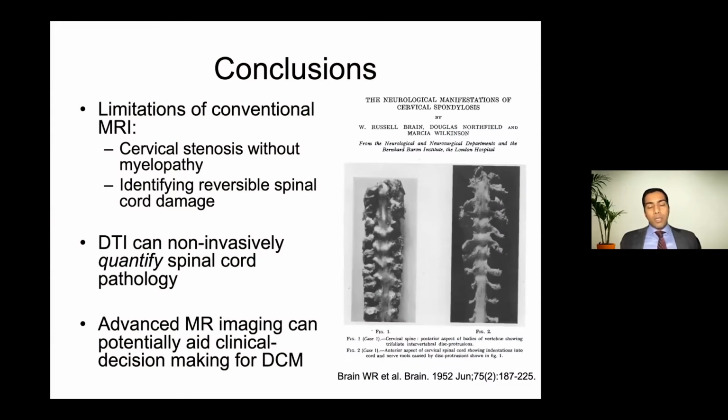So I'd like to conclude here with this talk, just to highlight that there are some limitations with conventional MRI in specific conditions with cervical myelopathy. Conventional MRI is great to plan surgery and to determine where the stenosis is and whether it's anterior or posterior, but actually evaluating the spinal cord and how it's damaged, I think it's limited.